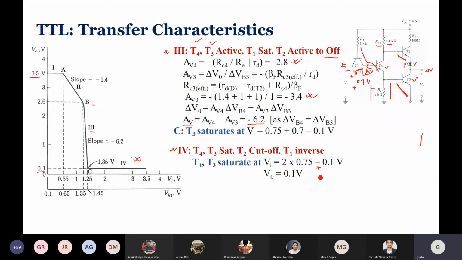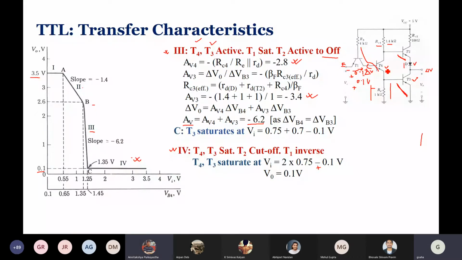Is it fine? Does it sound logical after the inversion? Yes, sir. Good question. Any other observation, or if this is fine, then we can go to the next slide.